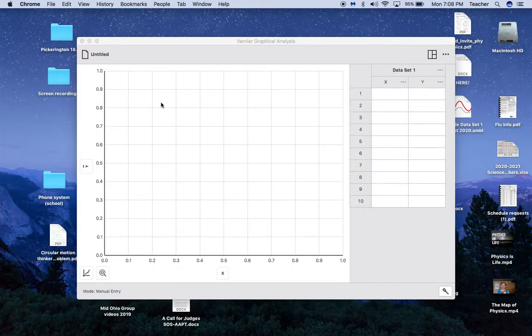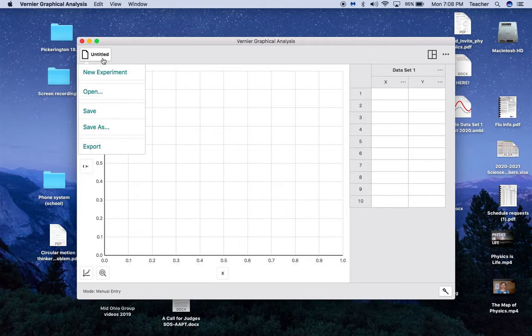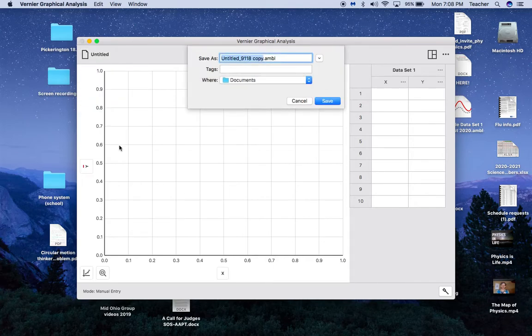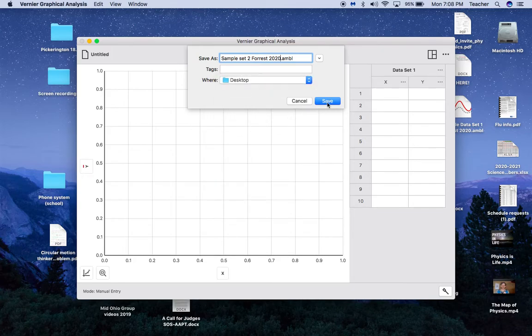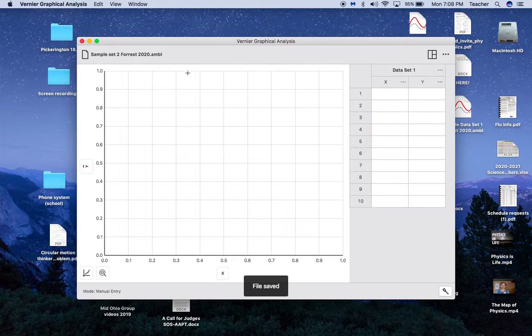Okay, so in here, I'm going to call this sample set 2 Forrest 2020. Don't want it in documents. I should change where that preference is. Okay, so data set 1. My x-axis, so the dependent variable goes over here and the independent variable goes over here. I'm comparing resistance and cross-sectional area of wires.